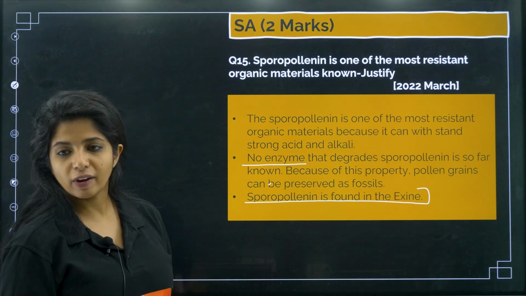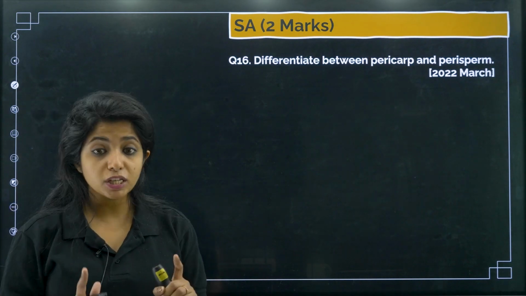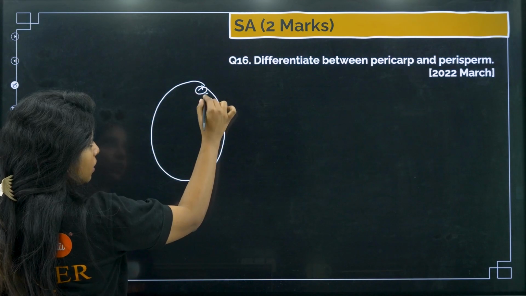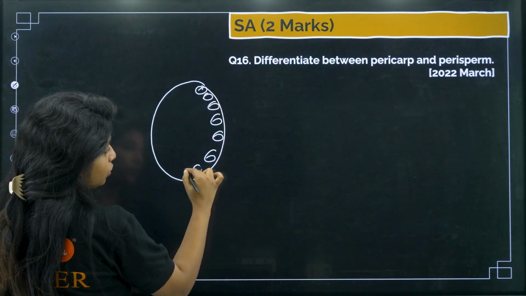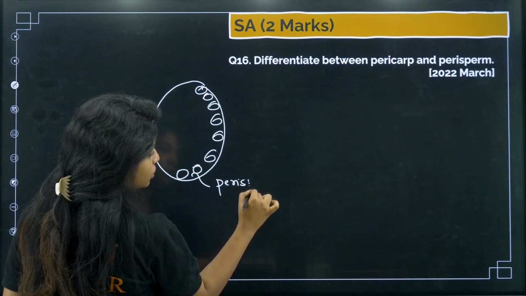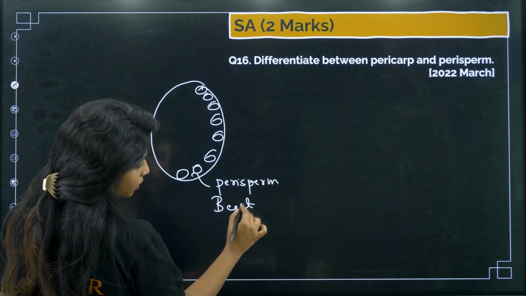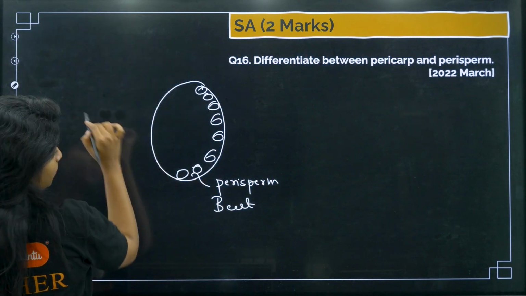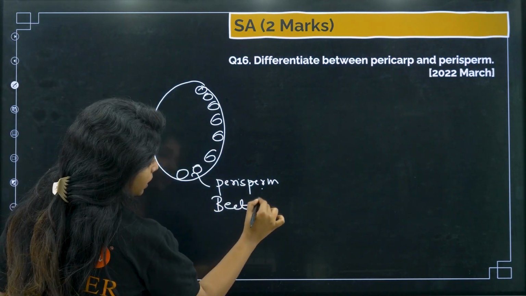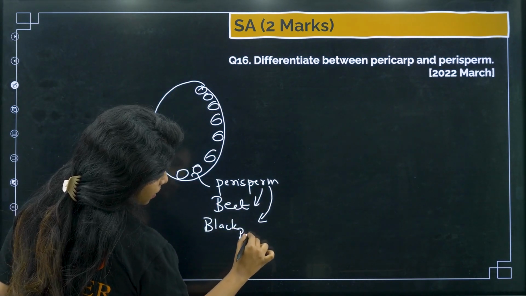2022 March question. Going ahead, differentiate between pericarp and perisperm. Perisperm I already told you. When the nucellus persists back and provides nourishment, you call it perisperm. And where do you get it? You get it in beet, and you can also see it in black pepper.